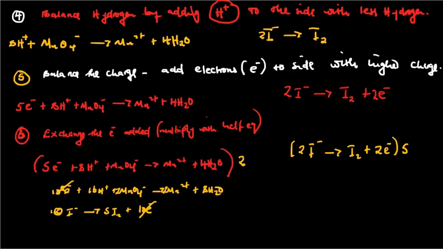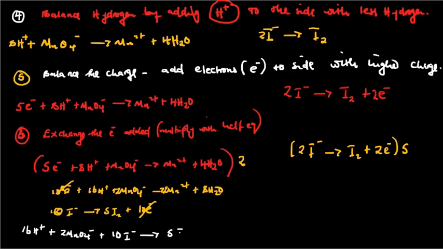So what are we going to have? Well, we are going to have 16. So for this, the first equation is just remaining 16 electrons, 16 H+, 2 MnO4- plus 10 I-. So we add the two equations together. Now we produce the other side.